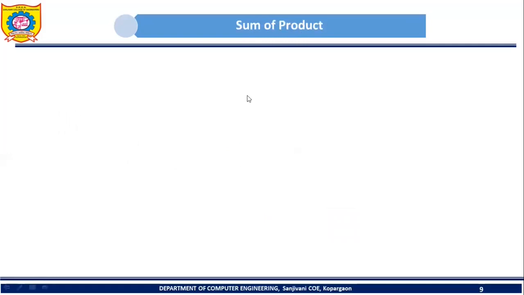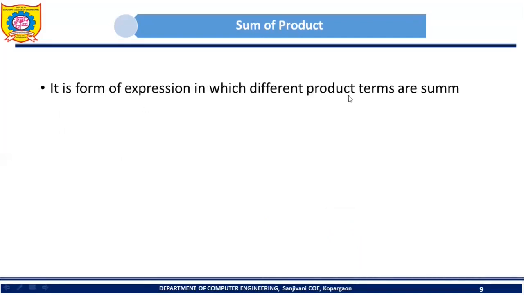Now, the next form which is possible is sum of product. So what happens in sum of product? It is a form of expression in which different product terms are summed together. In POS, we have seen that different sum terms are ANDed together. In this case, we have product terms, and these different product terms are summed together. So let's see one example.